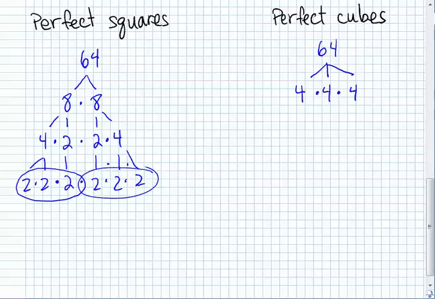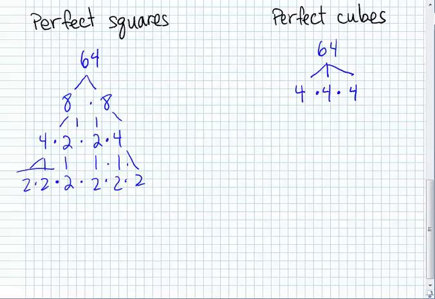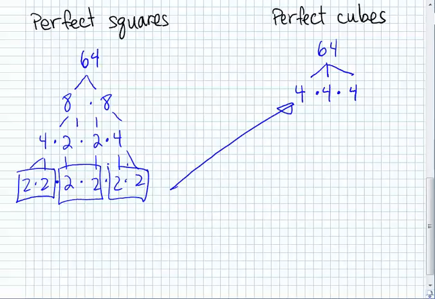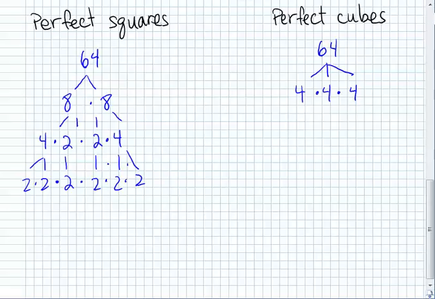But I don't have to do it that way. I could also look at these three groupings here. 2 times 2 is 4. This is 4 times 4 times 4, which is 4 cubed. Same thing as right there. And also, I can see it's just 2 times itself 6 times. So we don't really have a word for that, but 2 to the power of 6 would equal 64. So the sixth root of 64 is 2. So lots of different ways that we can express 64.